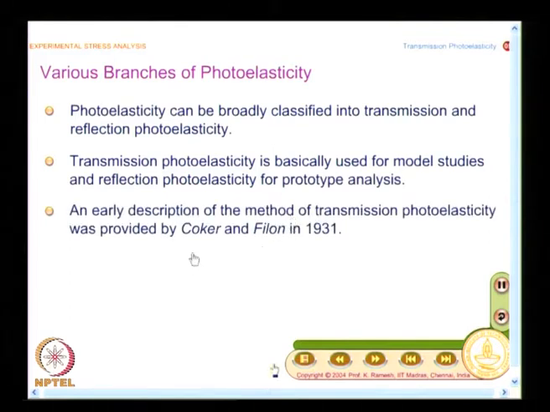One of the early descriptions of the method of photoelasticity was provided by Coker and Filon in 1931. They had a celebrated book. Imagine, in 1816 the physics was identified, and as a practice it came up in 1931. And we have seen repeatedly that transmission photoelasticity is basically used for model studies and reflection photoelasticity for prototype analysis, and both of these techniques we will see in detail in this course. So, it took almost more than 100 years for the technique to develop. It takes that much time because you need technology also to help you in doing this.